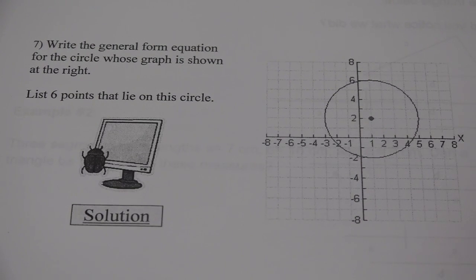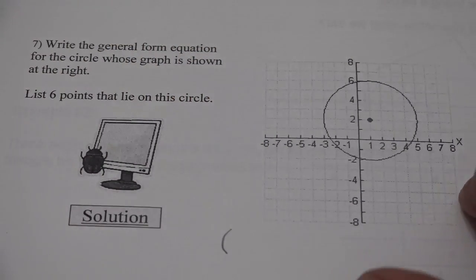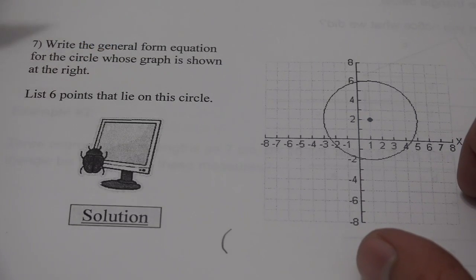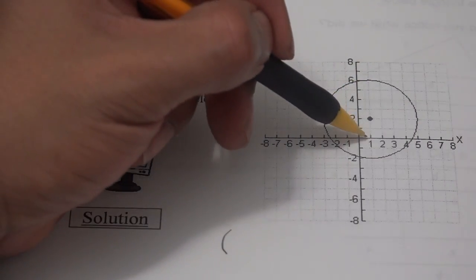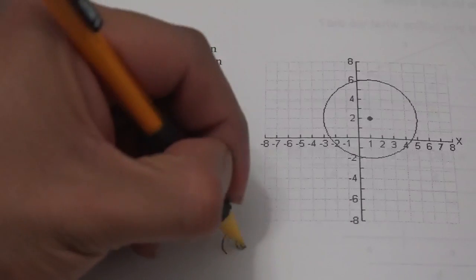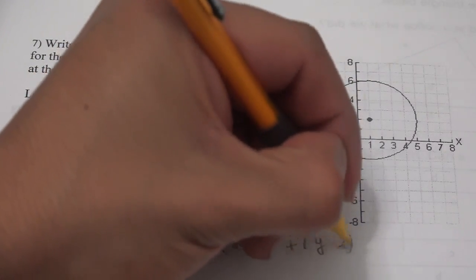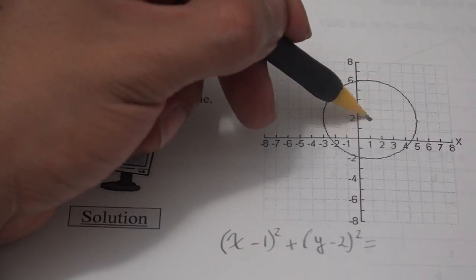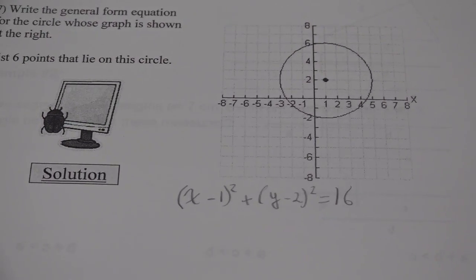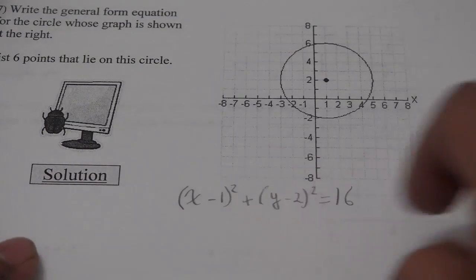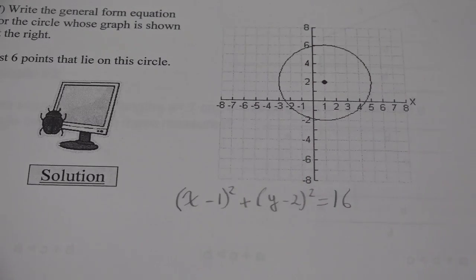Now here, write the general form equation of the circle whose graph is shown right here. First of all, let me write the center-radius form. The center is (1, 2). So the equation is (x - 1)² + (y - 2)² equaling, and the radius is 1, 2, 3, 4. The radius is 4, so on the equation it goes as 16. Then from here you already know what to do. Write the general form. That means you gotta expand this, add the like terms, and set the equation equal to 0, boom.